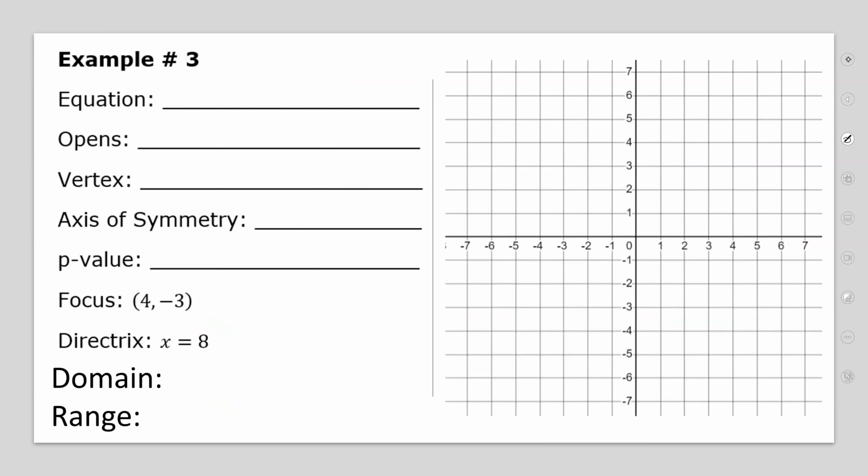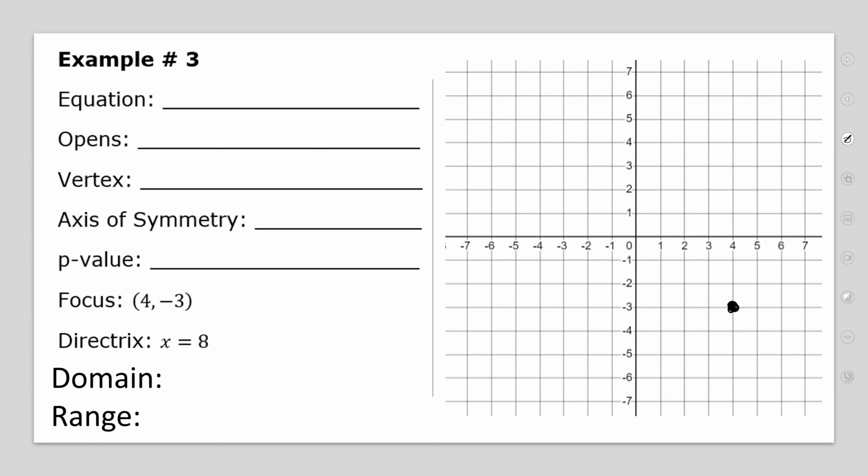All right, example 3. We have the focus, so I'm going to graph the focus. The focus is at 4, -3. So 4, -3 is right here. That is my focus.